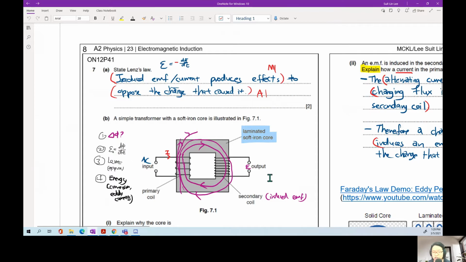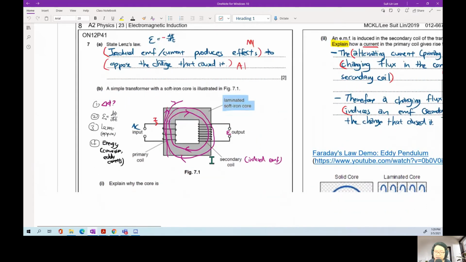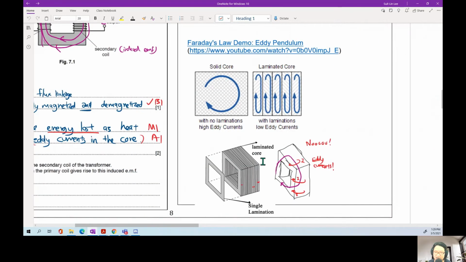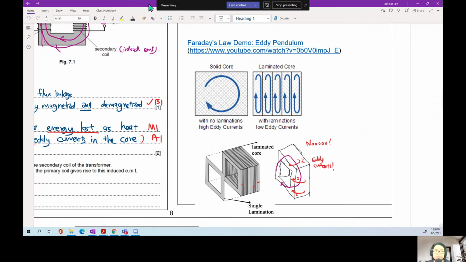And by energy conversion, because you now have electricity, this thing will become hot. And we try to reduce eddy current by laminating the soft iron core because in that sense, there's no place to build up, not much space to build up eddy current.